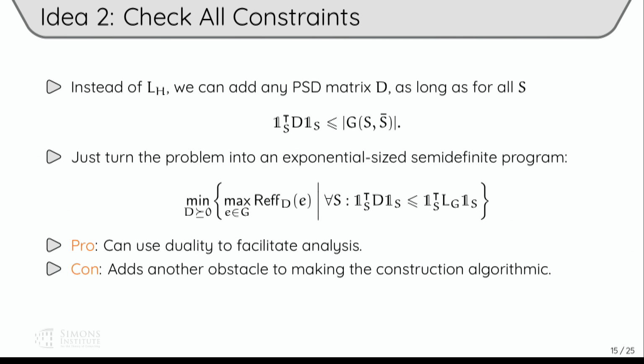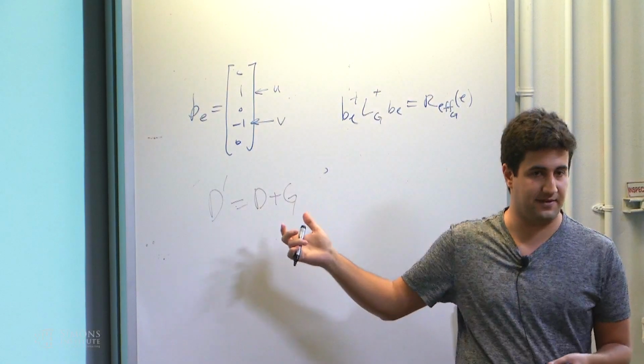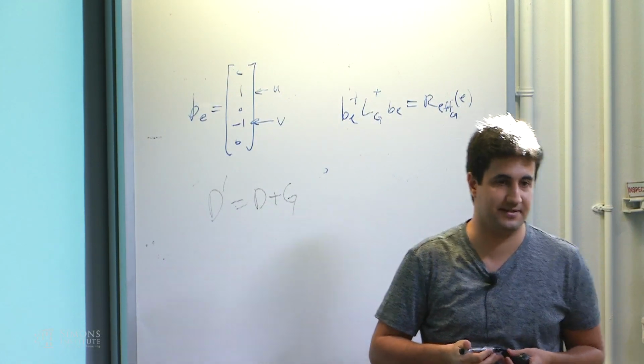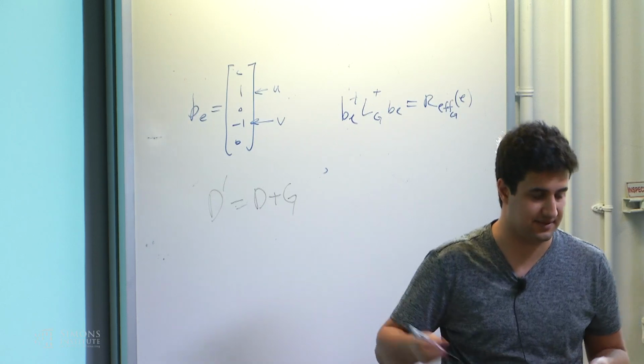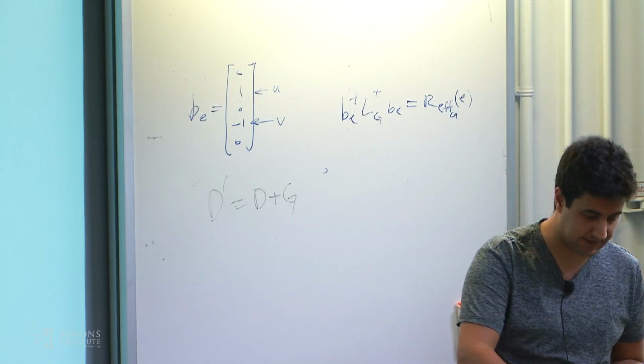Should that be ref sub G plus D? That would be ref G plus D, but they're not that different. If you replace D prime to be D plus G, then D prime is thin with respect to G if and only if D is. Right? So you can measure the effective resistance with respect to just D, and that's still fine.